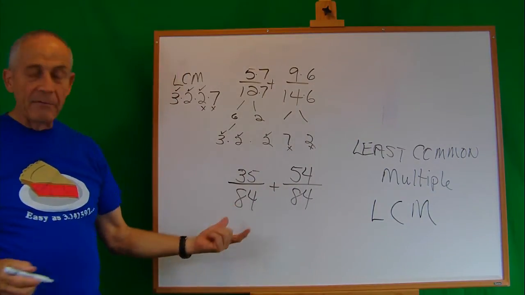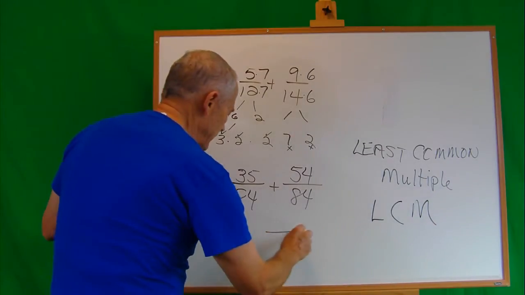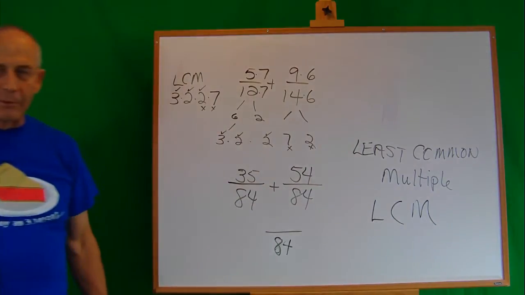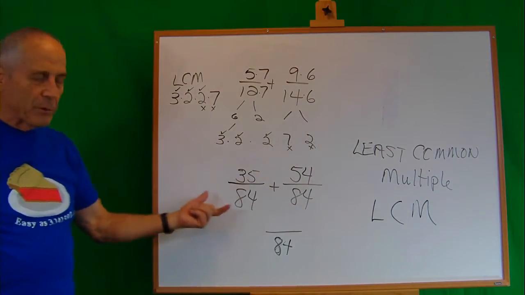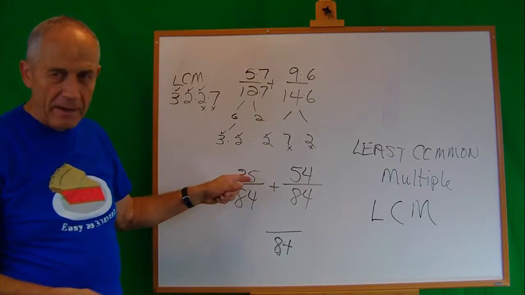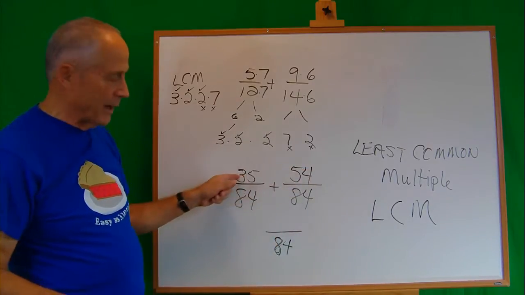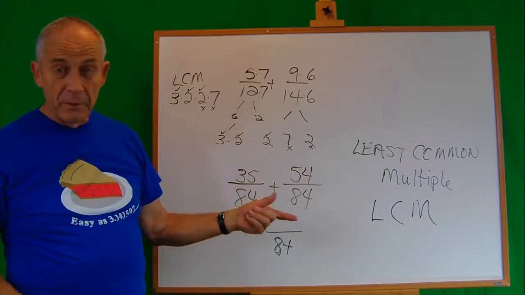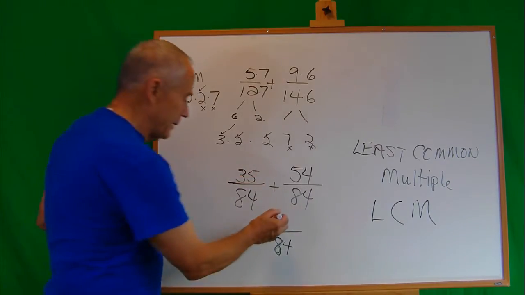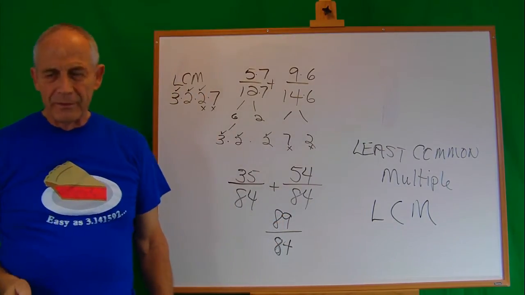So now they have the same denominator. We can add them. Our denominator is going to be 84 because we're adding 84ths. When you add apples and apples, you get apples. If you add 84ths and 84ths, you're going to get 84ths. I have 35 of them here, 54 of them there. And if you want to add the 35 and the 54, that's pretty easy to do in your head. That's 84 plus 5 more is 89. 89 84ths is our answer.